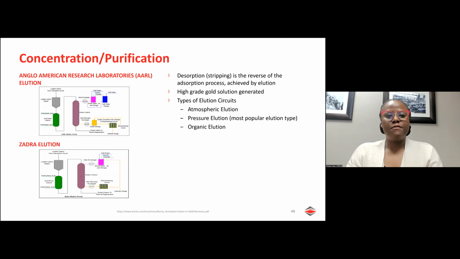Okay, then we have desorption, which is the reverse of your adsorption process. This is the process where gold is stripped from the surface of the adsorbent into a high-grade gold solution. This is typically done using elution columns.